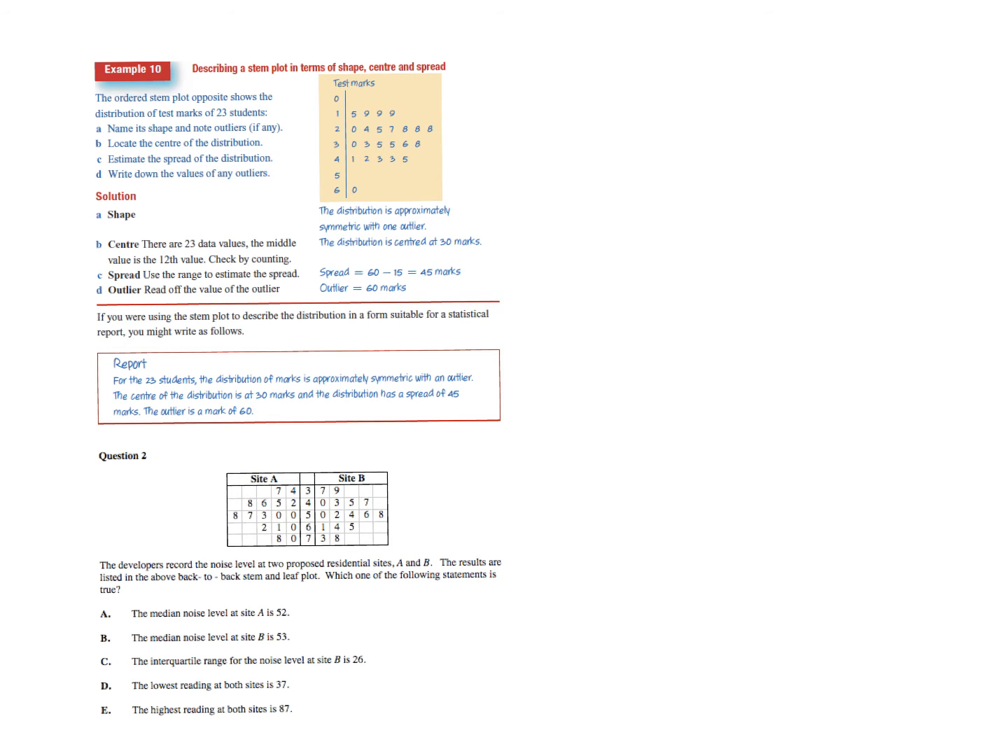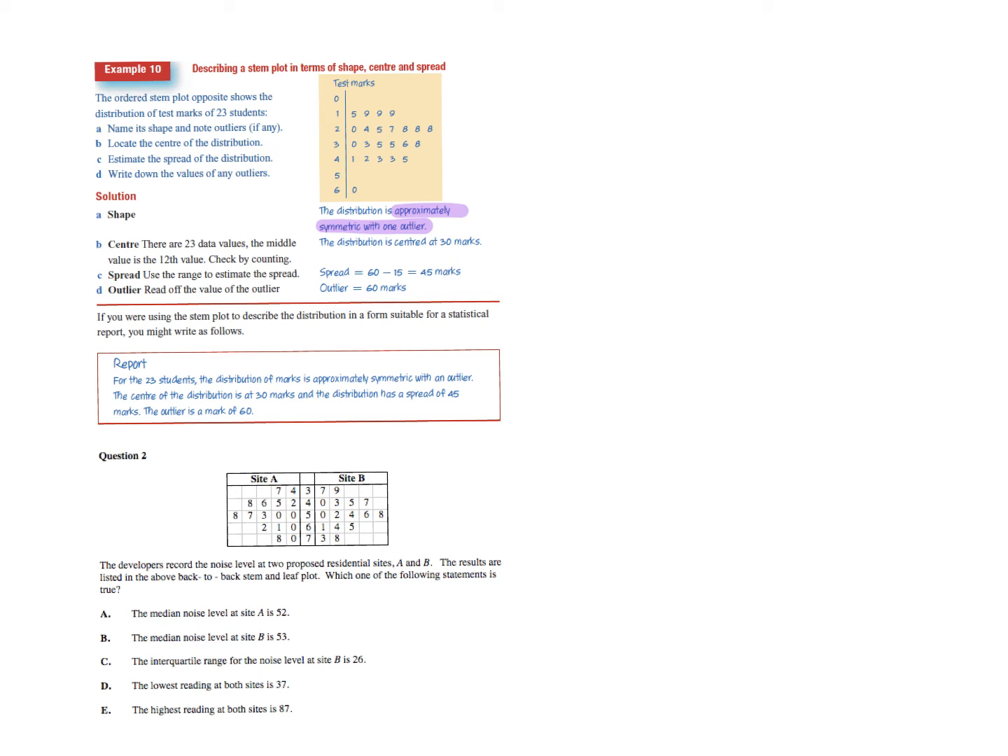Okay, so let's have a look at some questions here. They said the ordered stem and leaf plot opposite shows the distribution of 23 marks. I think it was the one we just did. Name its shape and note any outliers. So we saw that it was approximately symmetric with an outlier.